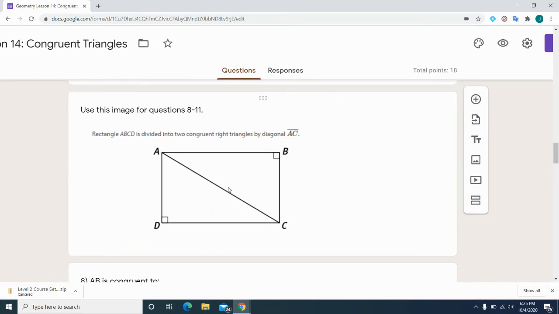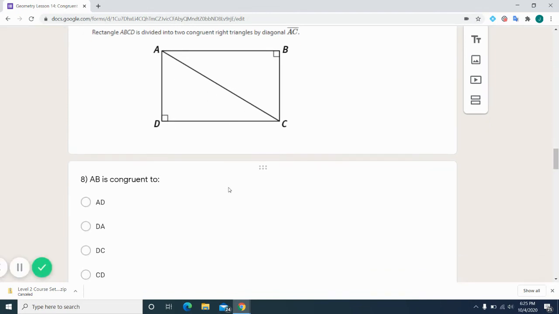So try it. Press pause, try it, and listen to me go over it. All right. So AB is congruent to what? Angle cut in half, going to the right angle. That's going to be angle cut in half, right angle. So CD.